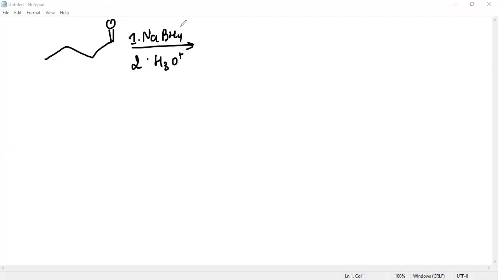So now we can do it with another reagent also, the reduction of ketone into alcohol. Then we can use sodium borohydride. In the first step, we are going to react it with that, and then in the second step, as usual, we will go ahead and react it with the hydronium ion. So let's look into the mechanism, and then we'll write the product here.